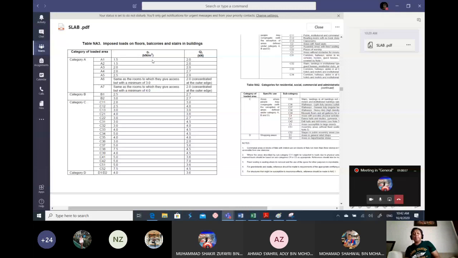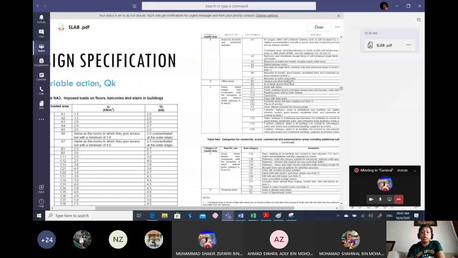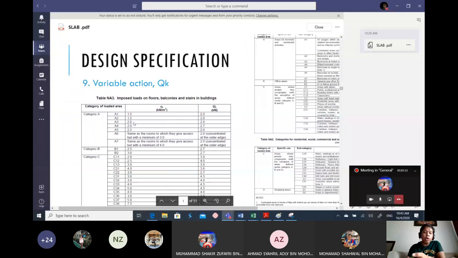Okay. So kalau macam saya bagi 2.5 tu sepatutnya untuk kategori A5. A5 tu apa? A5 adalah balcony. Sebenarnya kalau untuk bedroom ke apa sebenarnya under A2, A3. Okay, 2 boleh, 1.5 sahaja. Okay, tak tinggi pun.